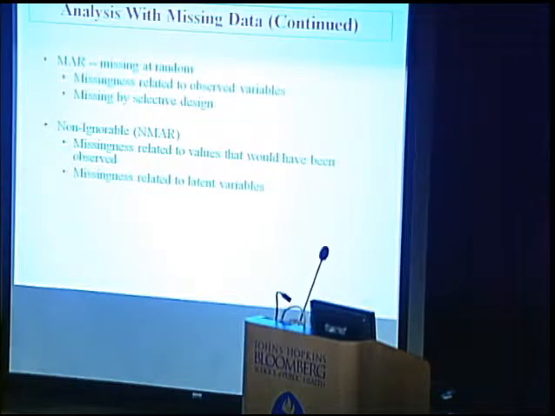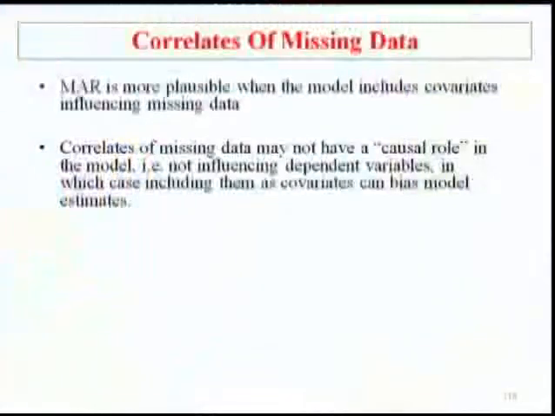We have these two slides. We're going to talk about correlates of missing data. And one way to make this MAR assumption more plausible is to include covariates that actually have an influence on the missing data, that predict missing data.